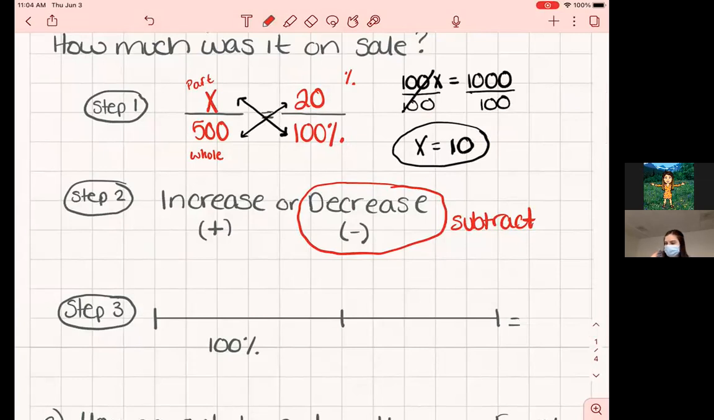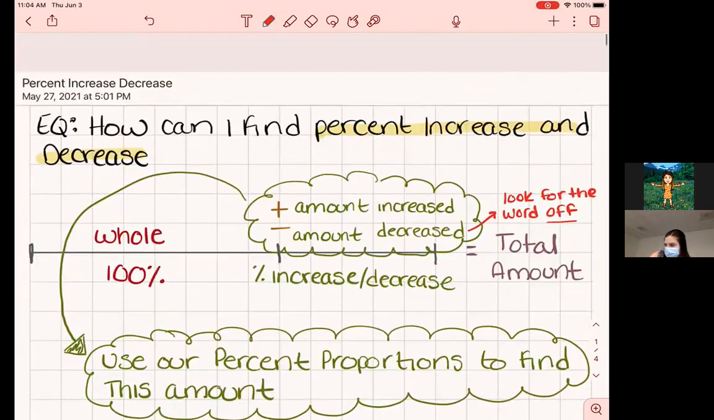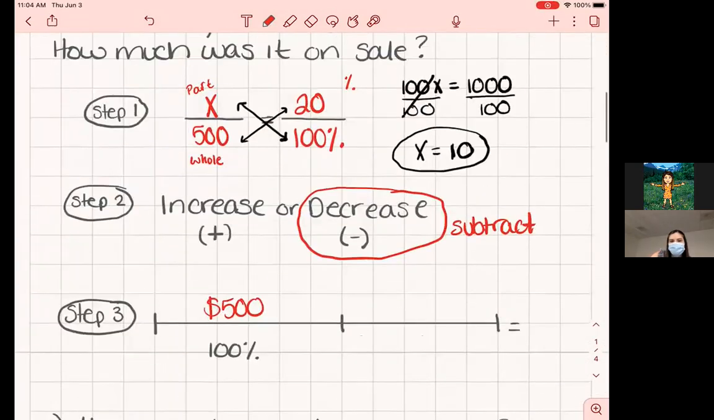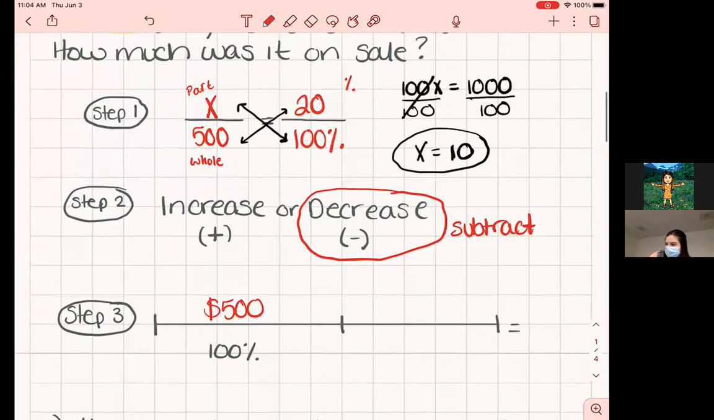Okay, what number needs to go above our 100%? What's the original amount? So that's going to be our 500. Okay, if we look at our notes, I need the percent increase or decrease. What was that? So that's a 20% decrease.